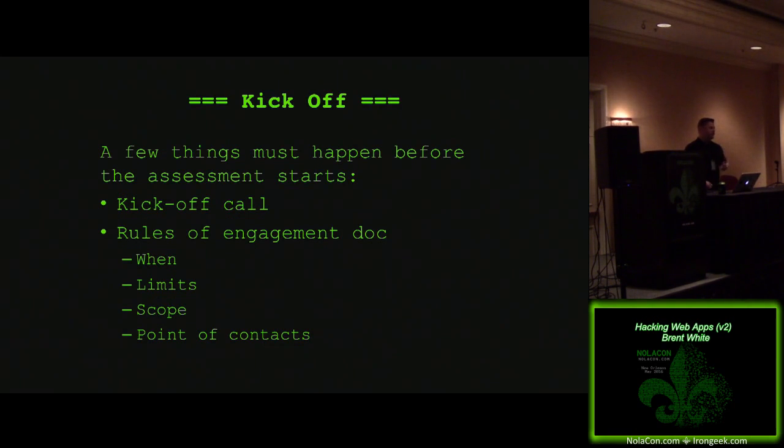So there's a few things that have to happen before the assessment actually starts. We have a kickoff call, talk to the client. We figure out, okay, when does this happen? What are the limits? Is denial of service in scope? Is it out of scope? What is the scope? Like, what are the websites that you're going to allow us to attack? If we happen to kill your stuff while we're doing it, who do we call in the middle of the night and give that fun phone call to?